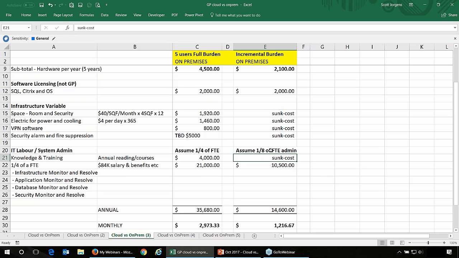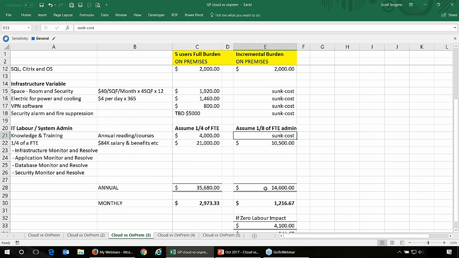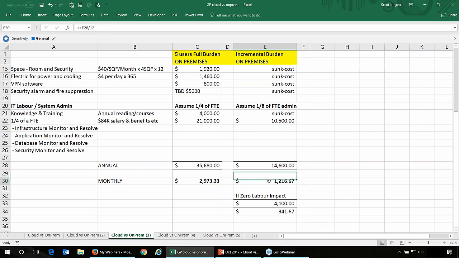And I need less of a staff. So maybe it's an 1/8 of a full-time admin, and their knowledge and training would have happened anywhere, that comes from someone else's budget. Doesn't count. So we bring all that down. Yes, we're basically about half the cost. We're maybe $14,000 per year, looking at the monthly of $1,200 a month. And if we even take out that labor, the 1/8 of a full-time admin, we're even getting cheaper. We're looking at $4,000 per year or monthly of $341. So yes, on-premise appears to be a lot cheaper when you're not factoring in those incremental costs.